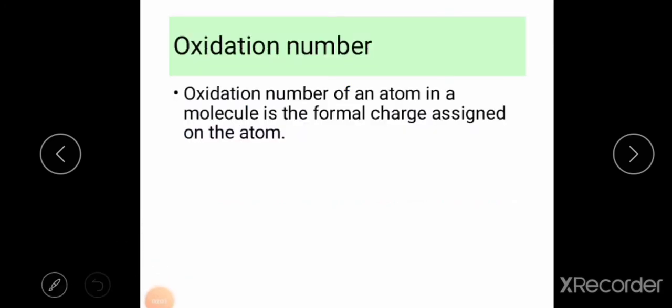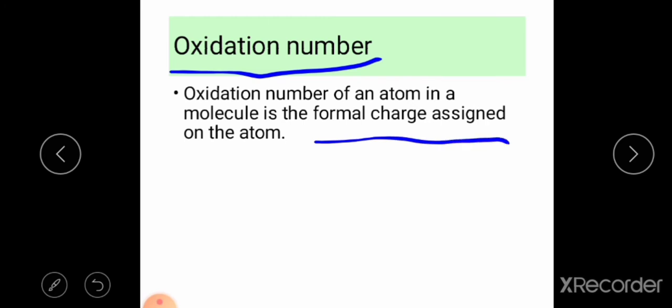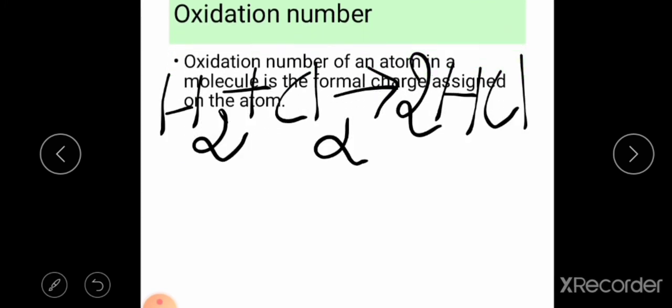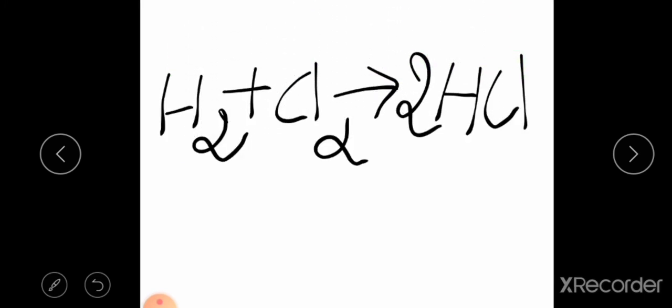Dear students, here you can see the definition of oxidation number. The oxidation number of an atom in a molecule is the formal charge assigned on the atom. So oxidation number means nothing but the formal charge assigned on the atom. Let us study more about oxidation number through some examples.